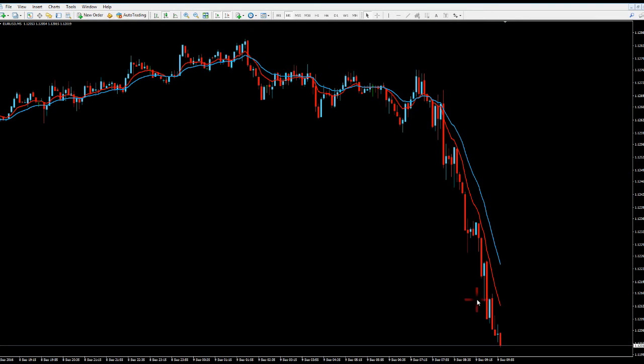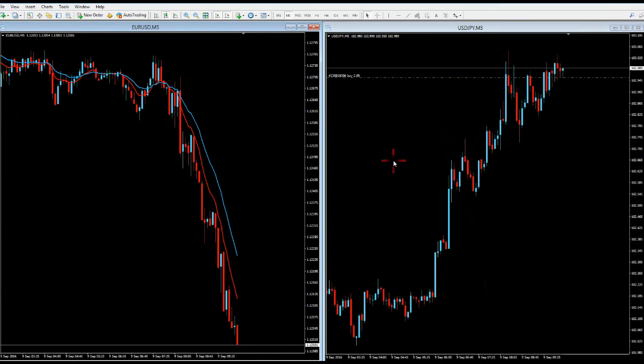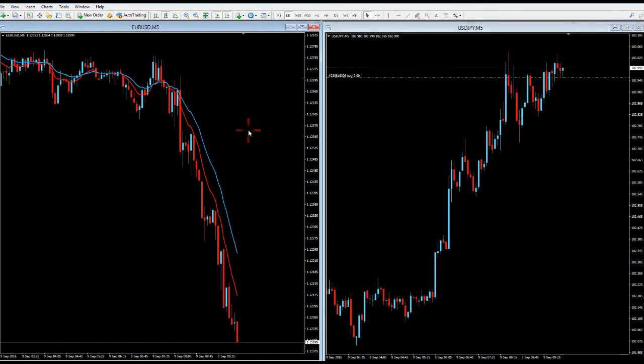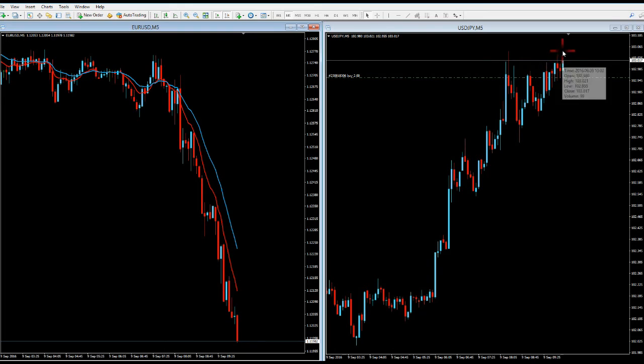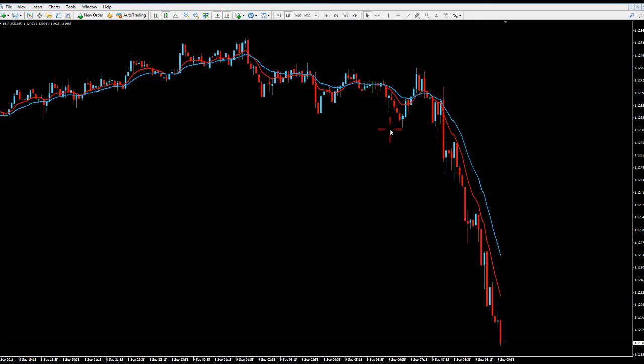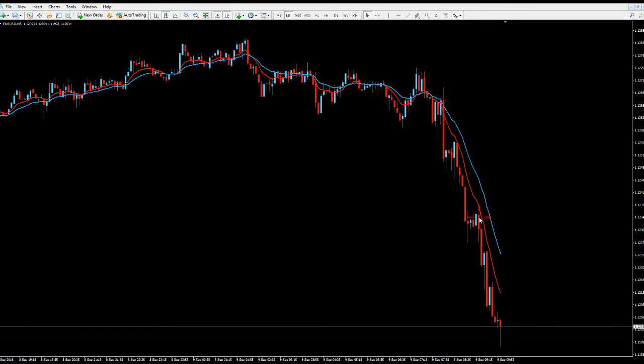Here's the Euro USD. It's going the opposite direction, so currency correlation here, which also helps you trade. When you see one of them is breaking the support, moving down, the other one is just breaking the resistance and moving up. So in this case, you can see price retrace back up. Here's one of the level 3 signals, and then it drops down.